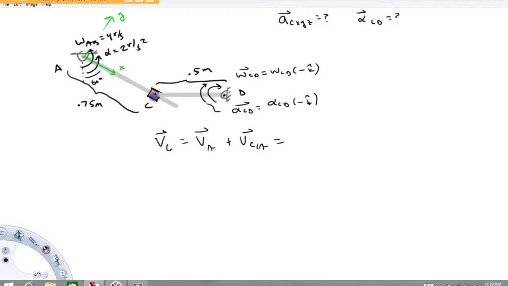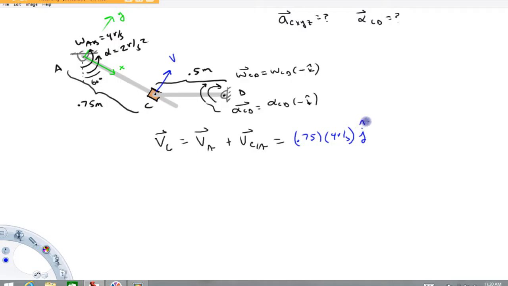Now there's a couple things going on. For starters, we've got rotation. So there's definitely going to be a velocity vector that's going to point like this. That velocity vector is going to equal 0.75 times the angular velocity. So I'm going to put 0.75 meters, I'll put the units last, times 4 radians per second. That velocity vector is in what I'm calling the plus j direction.